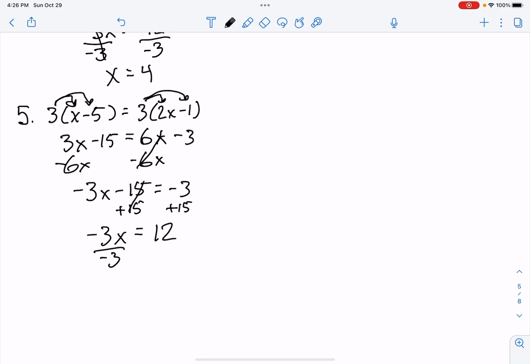Divide by negative 3, divide by negative 3, and x is negative 4. Now I'm going to go ahead and skip the check here, but if I plug in negative 4 for x and evaluate, both sides will be equal to each other.